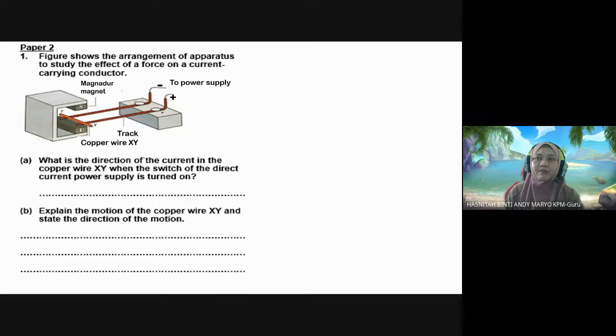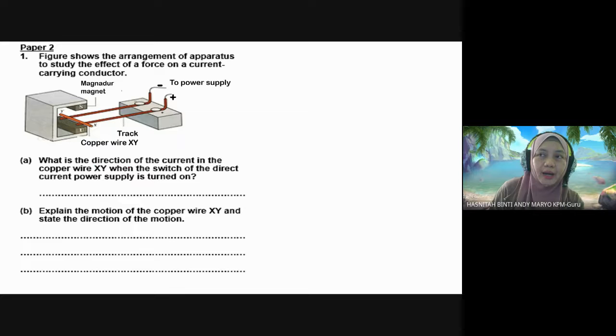Now we check a few questions on paper 2. This question is not many, right? Just a few. Again, you are given this diagram to study the effect of force on a current carrying conductor. This is the terminal of the power supply. We have copper wire XY there, and this is our magnet. South is on top, north is below.